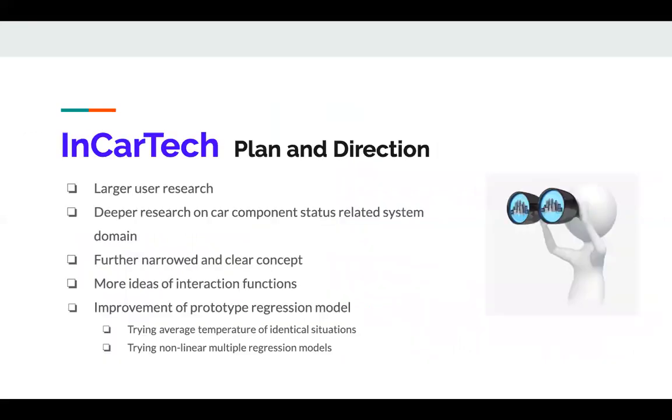Finally, I want to share our future plan and direction. The user survey conducted this time had a small sample, so next time we plan to conduct larger user research to obtain more accurate results. Also, deeper research on car component status will be conducted, and we will continue to narrow our ideas further to create a clearer concept. And above all, we will develop a more robust system by considering how users can cope with various situations through effective interaction with the car.